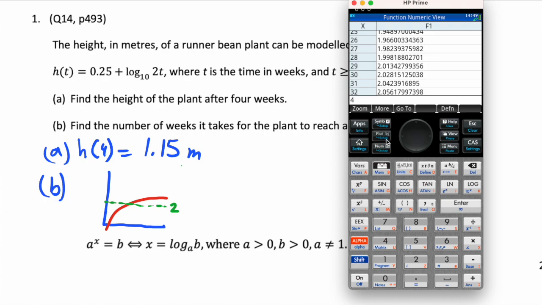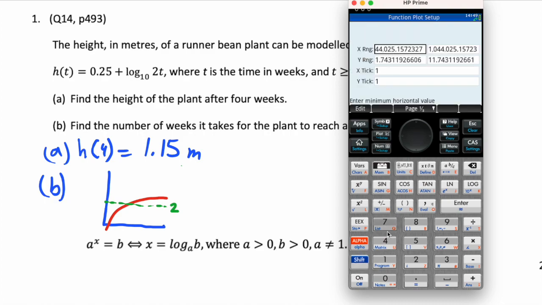So if I go to shift plot, I can go from 0 to, I don't know, t is number of weeks. Let's try 30. But the y value is going to go up to, actually I do have an idea, we just looked at it in the table. It was 28 point something. So the y values, we need to go up to at least 2, so I'm going to go to 3.